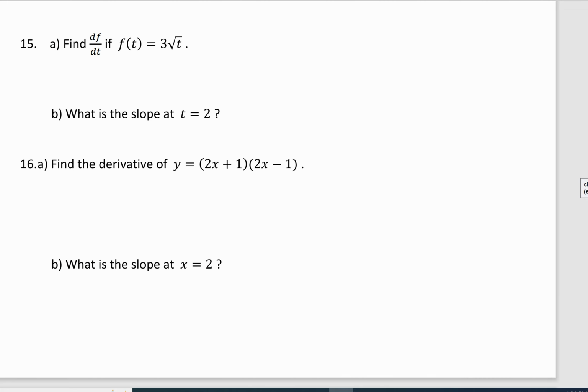Now, this one is a, dealer's choice, I guess you call it. You can either FOIL that out quite easily. That's a difference of 2 squares. So in that, if you notice that it's the same thing except with different signs, you just square the first thing minus the square of the second, the 1. So let's take the derivative. It's 8x, and you're done.